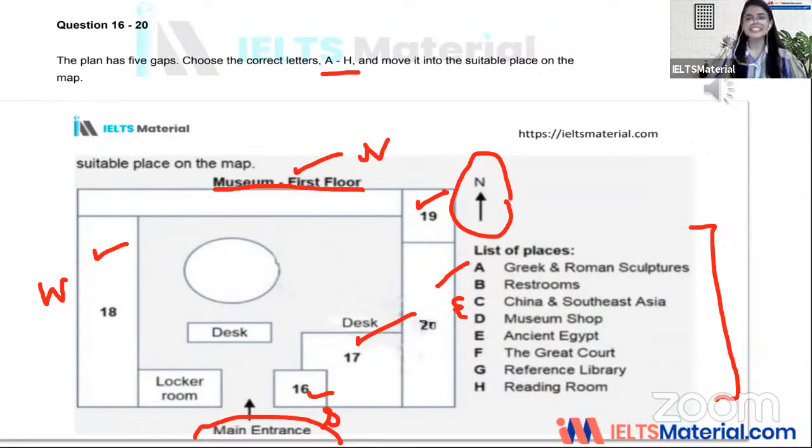Okay, so listeners and viewers, did you get the answers? Does anyone want to try the first one, the 16th gap? Do we have any answers for that? Okay, I see no tries. So, I'll give you the answer for the 16th. It is the museum shop.